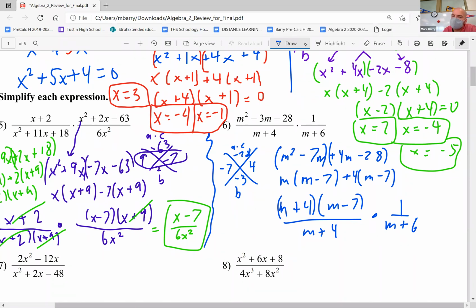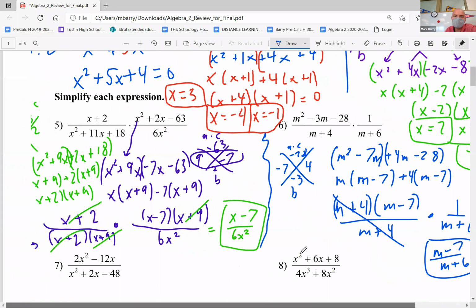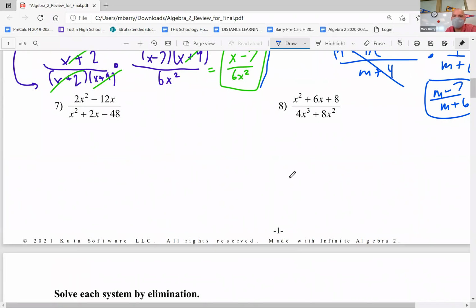All right, so what can we cancel out? M plus 4 can cancel out. And that is it. So we're left with m minus 7 over m plus 6. All right. Let's move on to number 7.